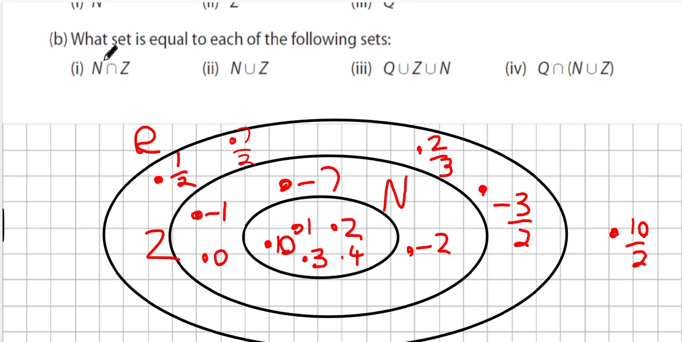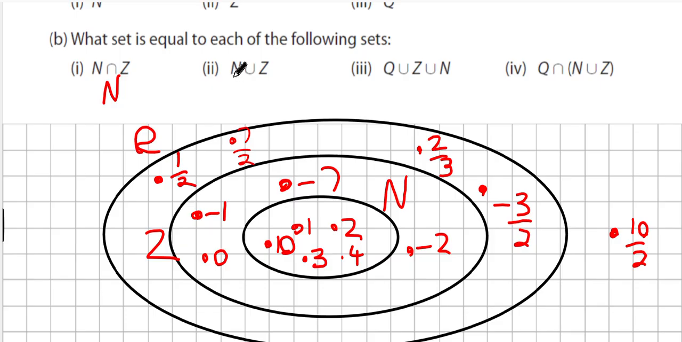Everything in N that's also in Z. Would you all agree it has to be this region here? Would that make sense? They're in N and they're in Z. So what does that mean the answer is? N. It's just everything in N.